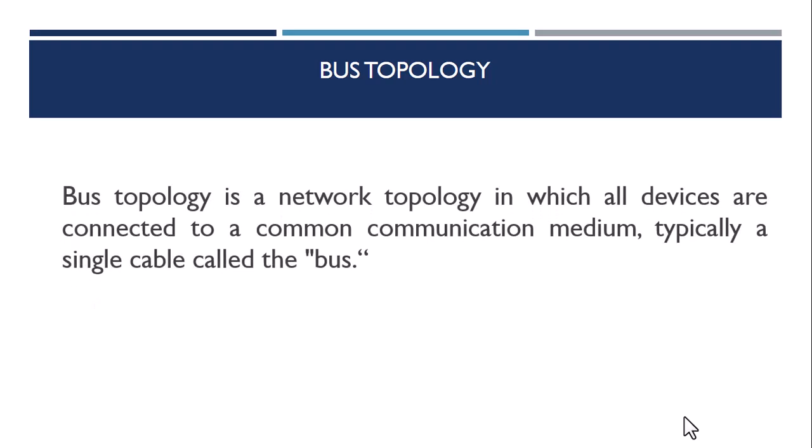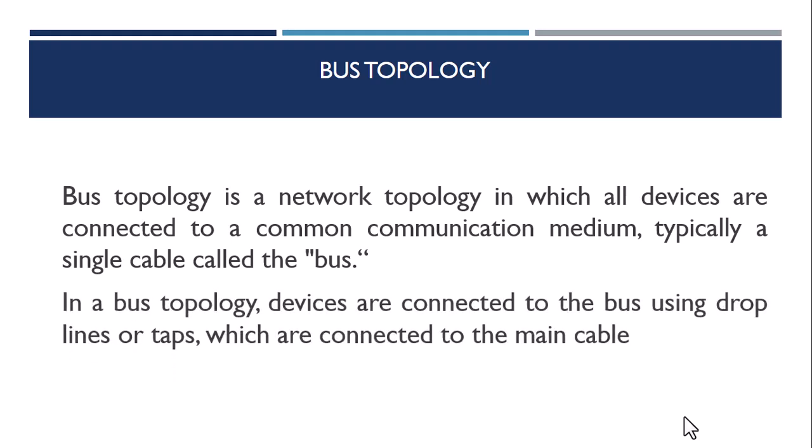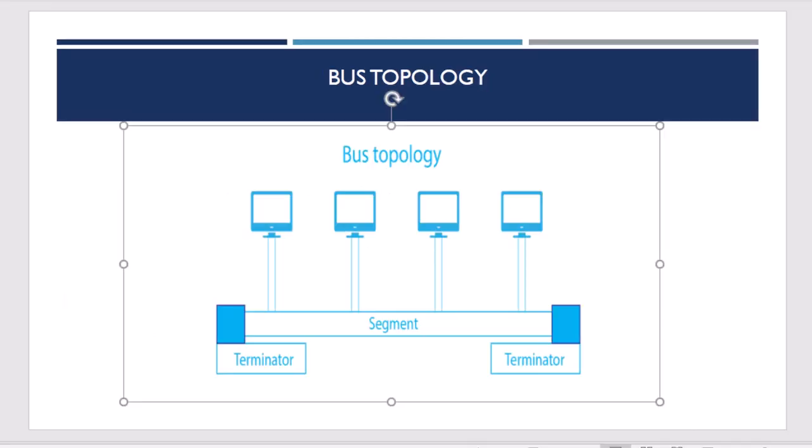In a bus topology, all devices are connected to a single central cable or bus. It's simple and cost-effective, but can be slow and difficult to troubleshoot. Imagine a single main road with stops along the way where data packets, that is vehicles, travel to their destinations.